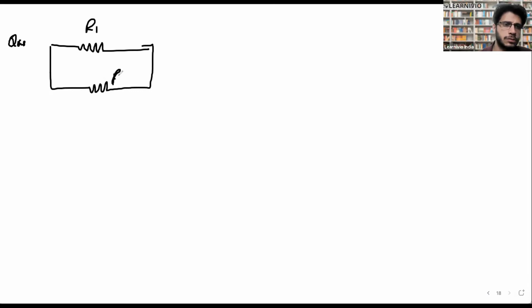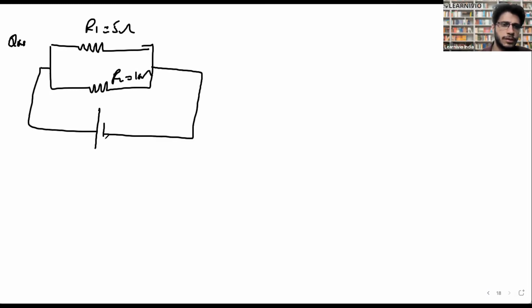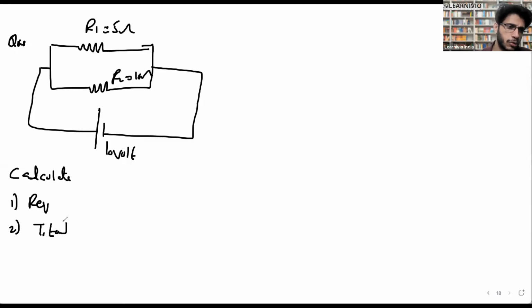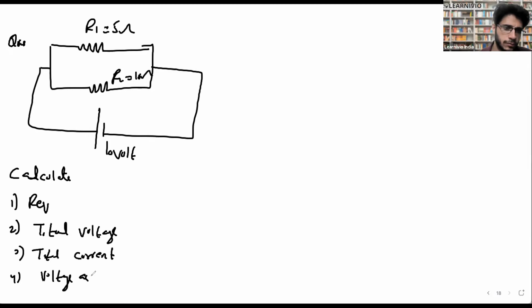This is R1. This is R2. R1 is 5 ohm. R2 is 10 ohm. This is 10 volt. Fast. Calculate first part, R equivalent. Second part, total voltage. Third part, total current. Fourth part, voltage across each. Fifth part, currents through each.